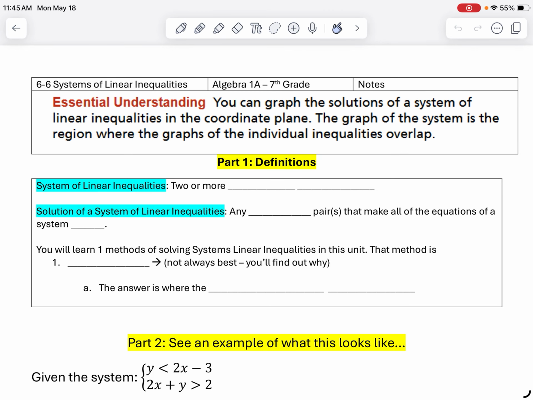All right, guys, so I'm going to do my notes, so I thought I may as well record it so you can follow along. We're moving on to 6 systems of linear inequalities.